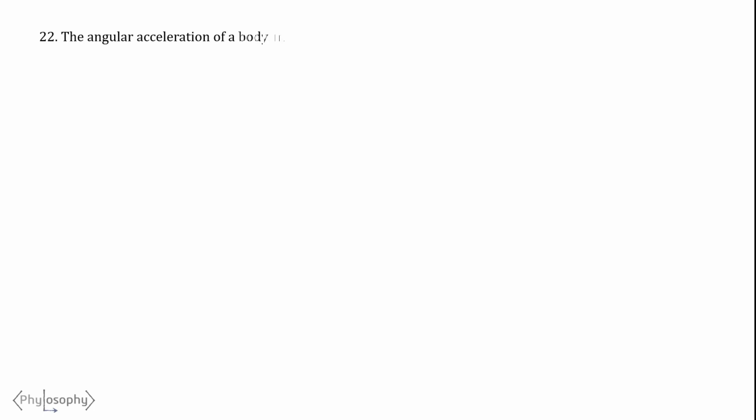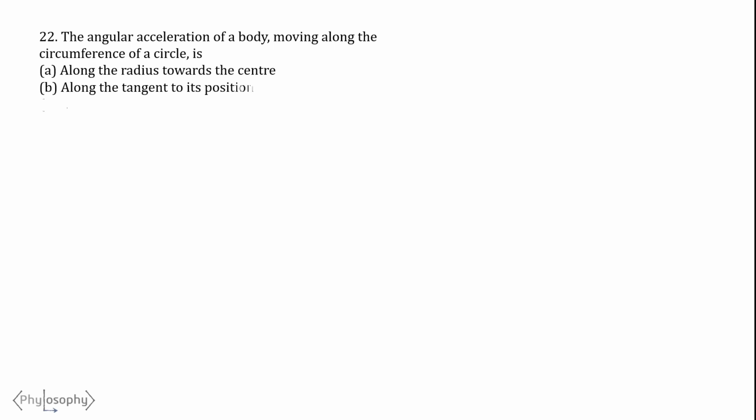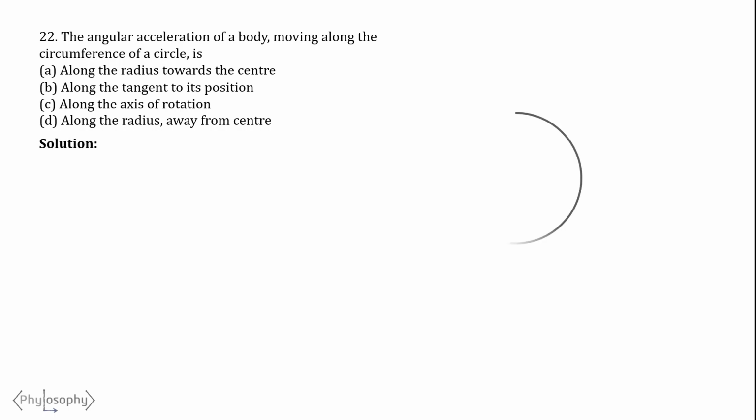Our next problem: the angular acceleration of a body moving along the circumference of a circle is along the radius towards the center, along the tangent to its position, along the axis of rotation, or along the radius away from the center. Now, to solve this problem, let's draw a diagram. Let's consider this as a circular path and the particle is moving along the circumference of the circle. So, at any instant, this is the linear acceleration acting on the particle and it's directed along this blue arrow, and the position vector is directed along this red arrow.